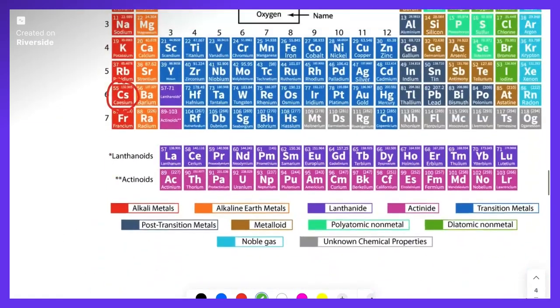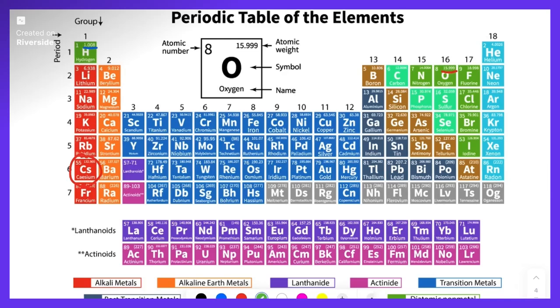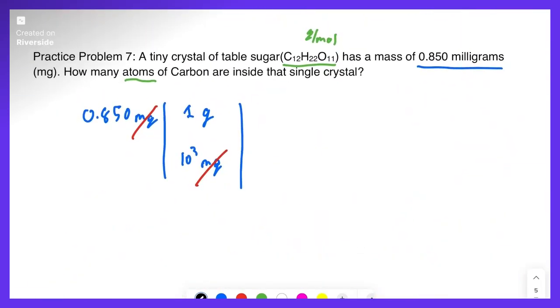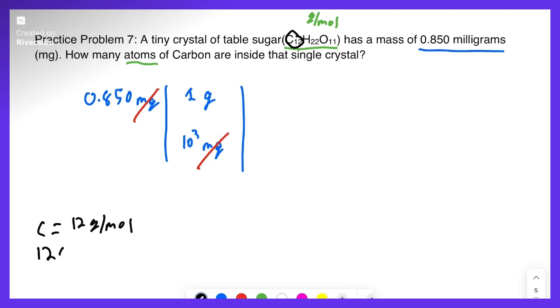Let's first look at carbon. If we look at carbon, we see that carbon has an atomic weight of 12 right there. So that means that if we have one mole of carbon, that's equal to 12 grams. So 1 mole of carbon is equal to 12 grams. And how many carbon do we have? We have 12 carbons. So we just do 12 carbons is equal to 12 times 12. That's equal to 144 grams per mole.